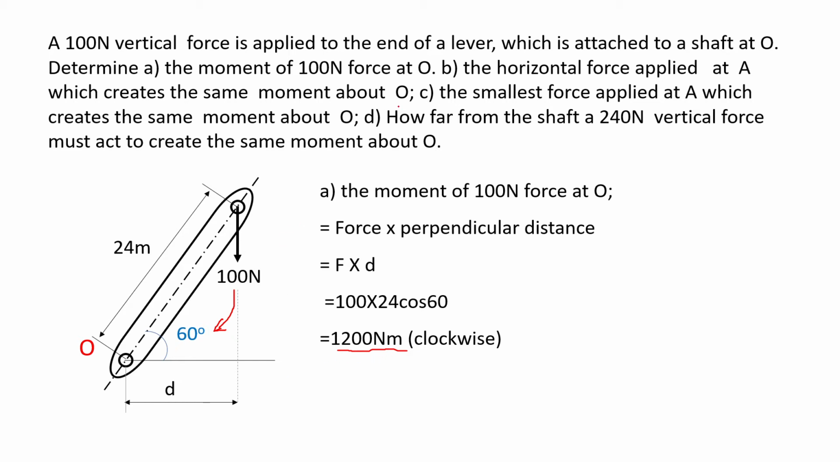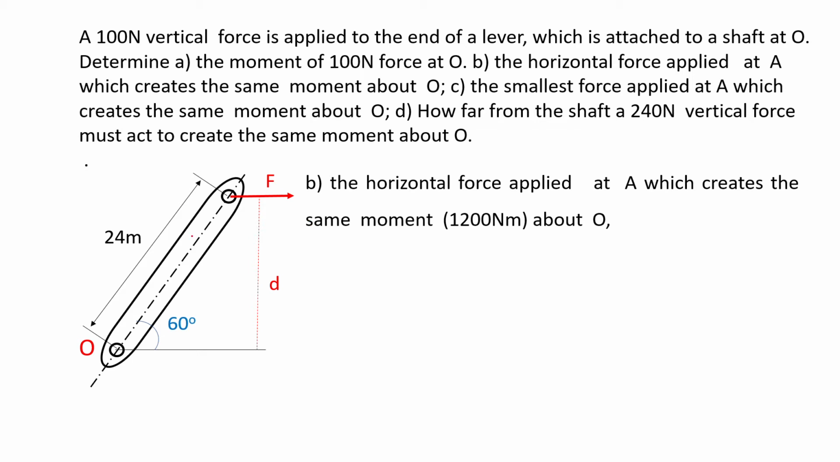So we get the first answer: the moment of the 100 Newton force at point O is 1200 Newton meter. Now coming to the next part of the question, the horizontal force applied at A which creates the same moment about O. We have to find the magnitude of a horizontal force which, if we apply it like this, will create the same moment value of 1200 Newton meter. So this value of force F we have to find out. Let us see it.